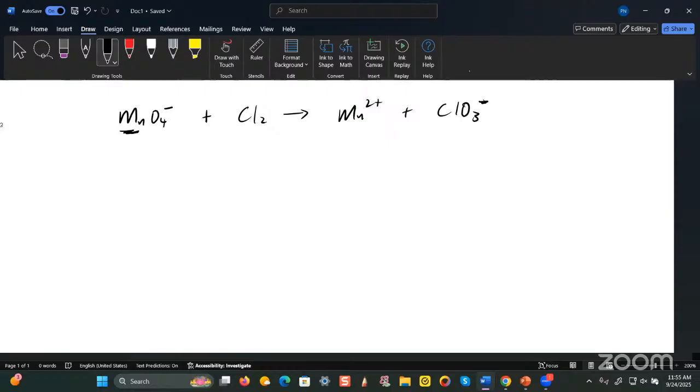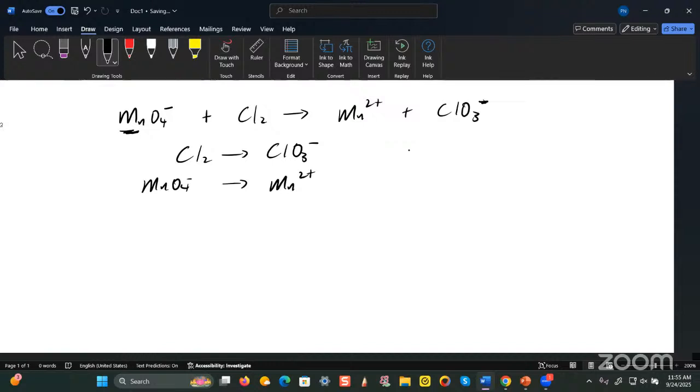You tell me what to write down. What's the next step? Write the two equations. So what would be the two half equations? Cl2 to ClO3 minus, and then MnO4 minus to Mn2 plus. Okay. And by the way, you guys out there on Zoom, you can chip in as well, please, if you have anything to say.